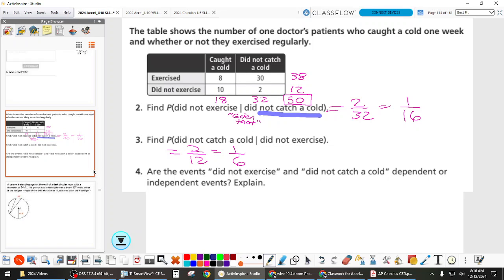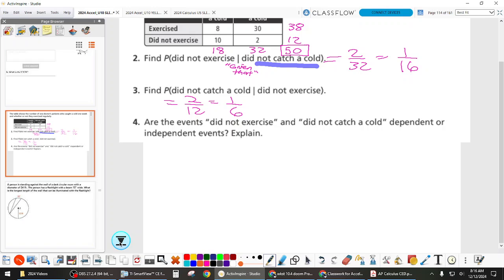Okay. So are the events did not exercise and did not catch a cold dependent or independent, and explain. So first of all, are they independent or dependent? Dependent. Okay. You guys both disagreed. How do you guys remember how we check? Oh wait. No, independent. Alright, I was a little confused there. What was the formula for dependent? It was this.